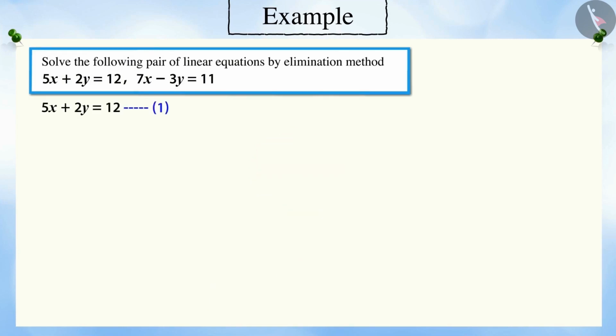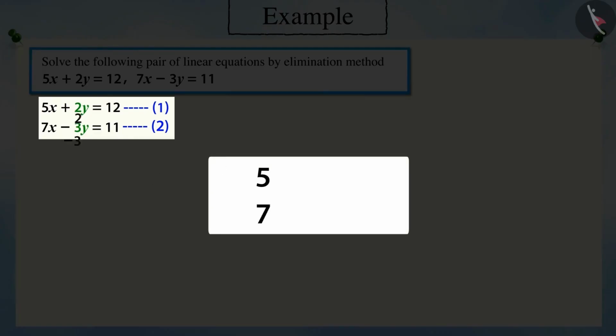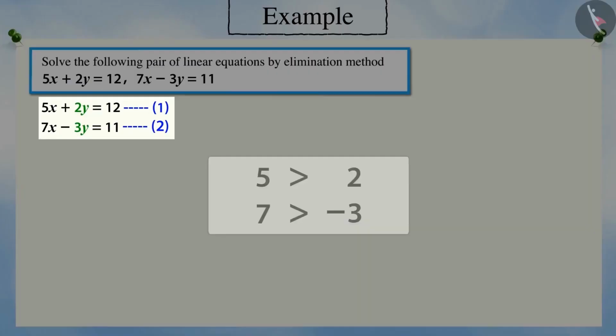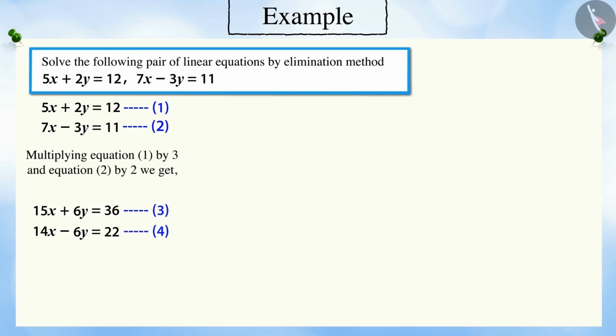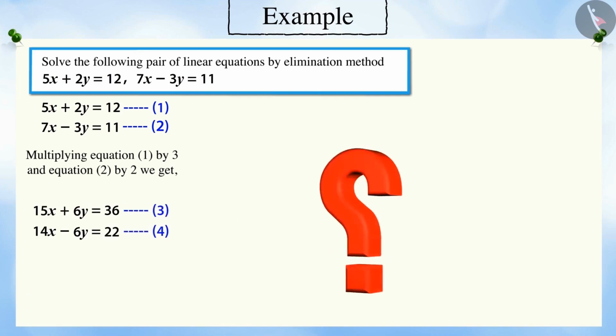Correct. First, we'll make the coefficient of any one of the variables equal. After looking at the pair of linear equations, you can tell that it is easier to make y equal as its coefficients are smaller as compared to that of x. To make the coefficient of the variable y equal, we need to multiply equation 1 by 3 and equation 2 by 2. After which, we get equations 3 and 4.